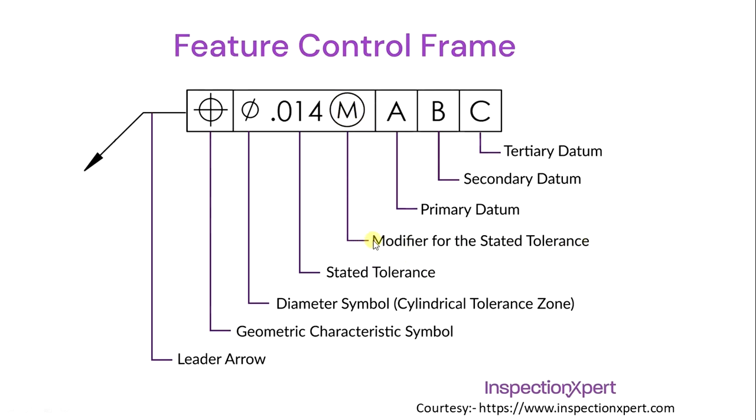The modifier will vary according to the requirement. Maybe we say maximum material limit, minimum material limit, or radial. And the third block will consist of either a single datum surface, or we can provide two to three datums. The first alphabet indicates the primary datum, the second the secondary, and the third the tertiary datum. So in this way we will be using a tolerance frame or control frame. Thanks to the inspection expert for providing such a figure.